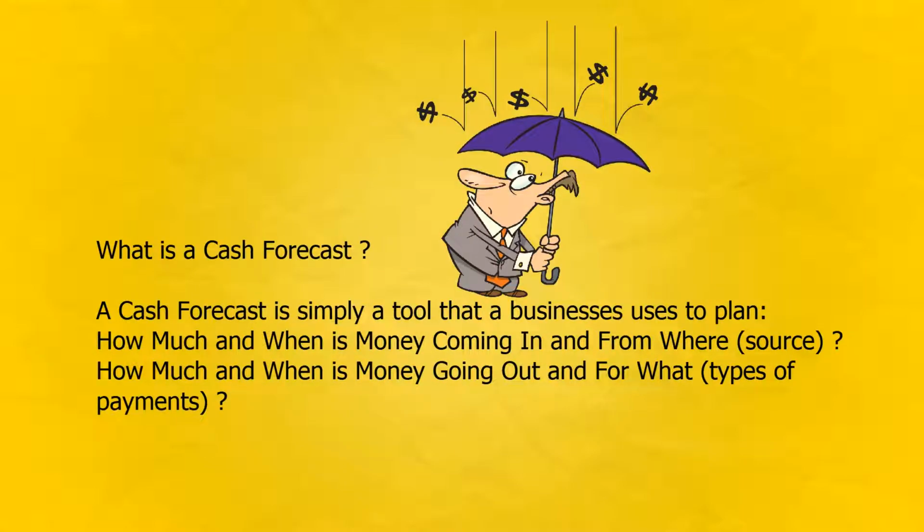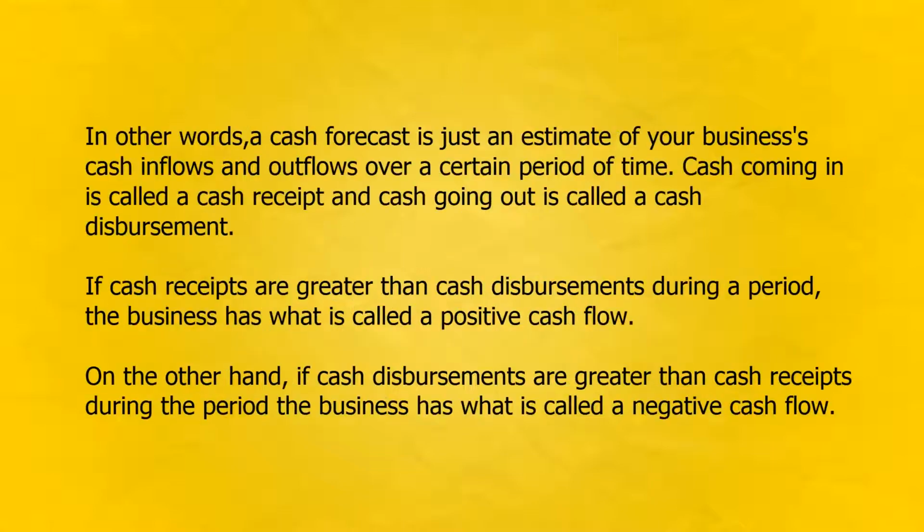What is a cash forecast? A cash forecast is simply a tool that a business uses to plan. How much and when is money coming in and from where, source? How much and when is money going out and for what types of payments? In other words, a cash forecast is just an estimate of your business's cash inflows and outflows over a certain period of time. Cash coming in is called a cash receipt and cash going out is called a cash disbursement.